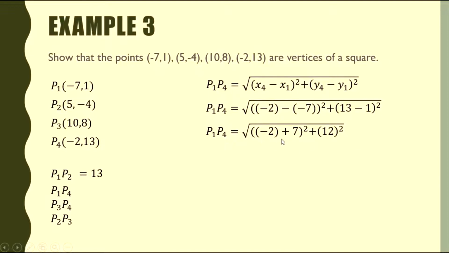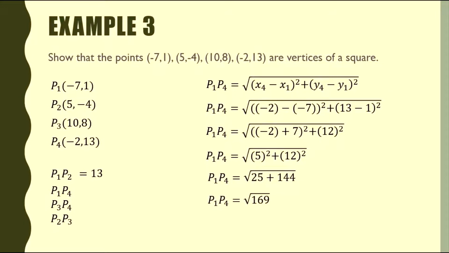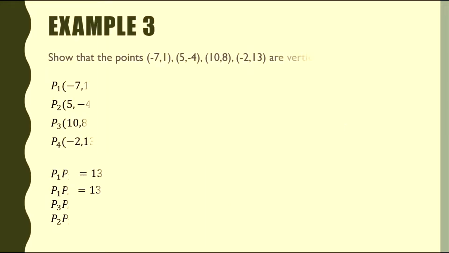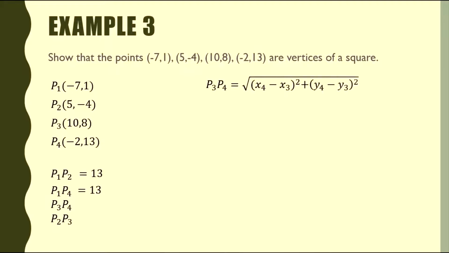And simplifying the values inside the radical, we have -2 plus 7, which is positive 5, and 13 minus 1, which is 12. Performing the operation that involves the exponents, we will have the square root of 25 plus 144. Adding the two, you will get the square root of 169, and the square root of 169 is 13. Therefore, the measure of the side of the square from P sub 1 to P sub 4 is also 13 units. Now, let's proceed to finding the measure of another side of the square, which is from P sub 3 to P sub 4. So, for P sub 3 to P sub 4, the points are (10, 8) and (-2, 13).